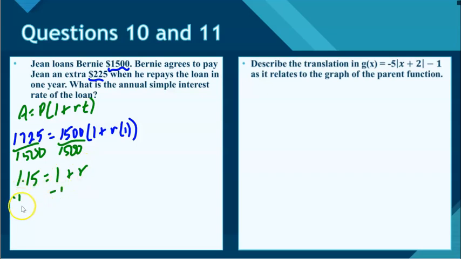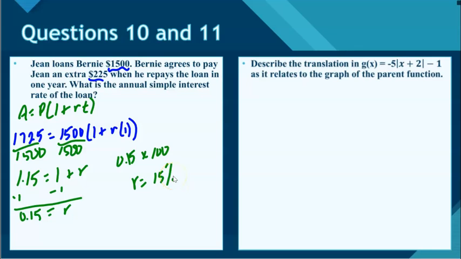Subtract 1 on both sides. The rate is going to be 0.15. But remember, the rate is a percent. So I would have to take 0.15 and multiply that by 100 because a percent is out of 100. And we would say the rate as a percent would be 15%.